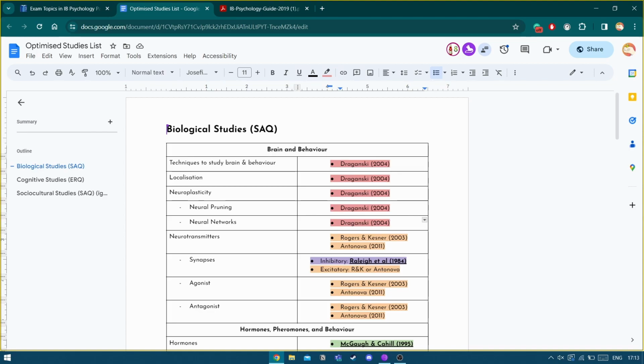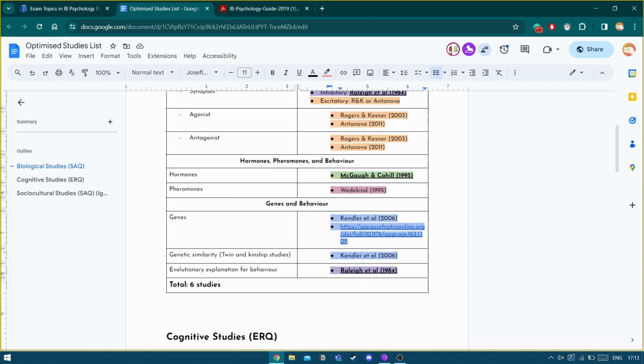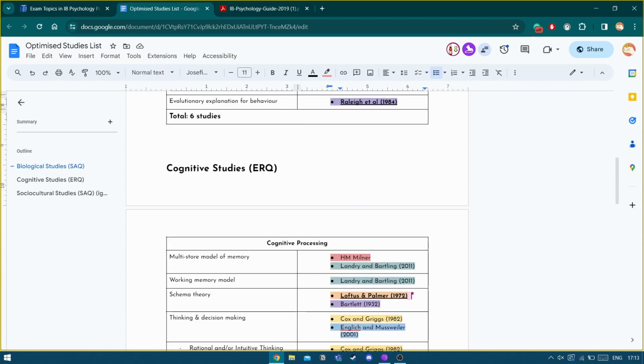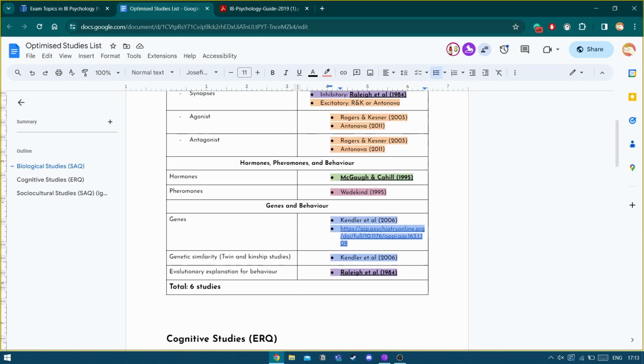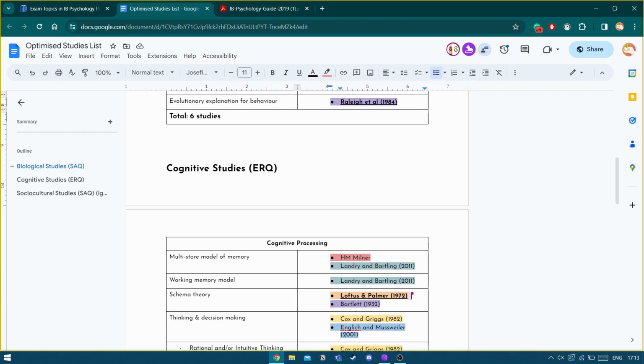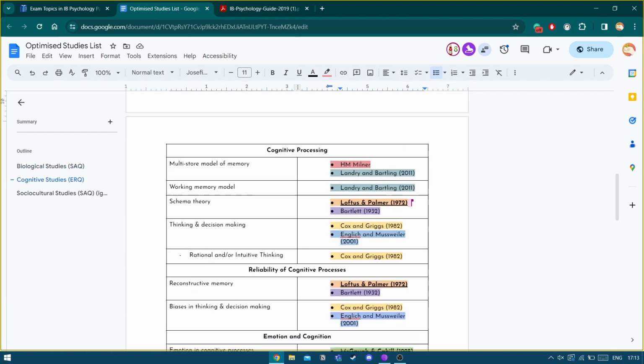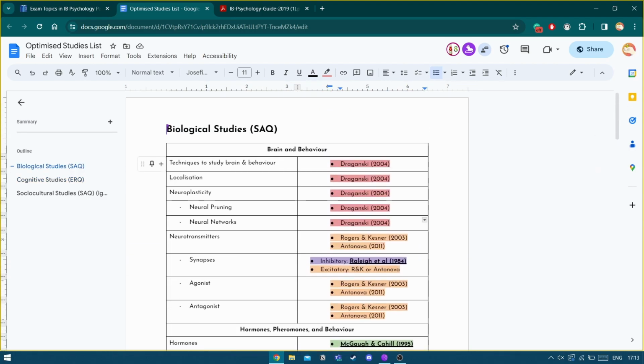Let's get right into the video. So today we'll be looking at the optimized studies list for IB psychology, specifically for the mock exam, and this takes the cognitive ERQ approach. So we'll be looking at bio studies from an SAQ approach and then cognitive studies from an ERQ approach. Although with the ERQ approach, it also works for the SAQ by reducing the amount of studies, I'll explain later.